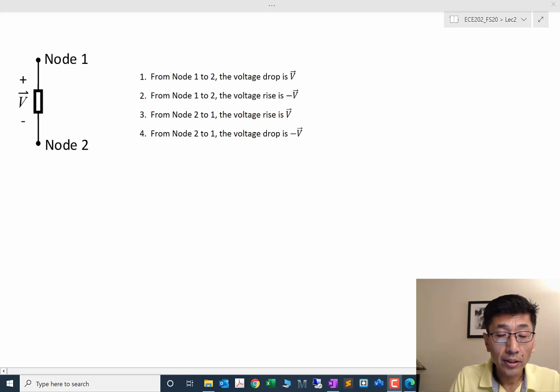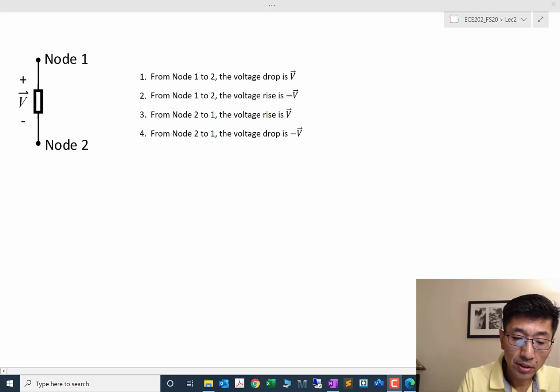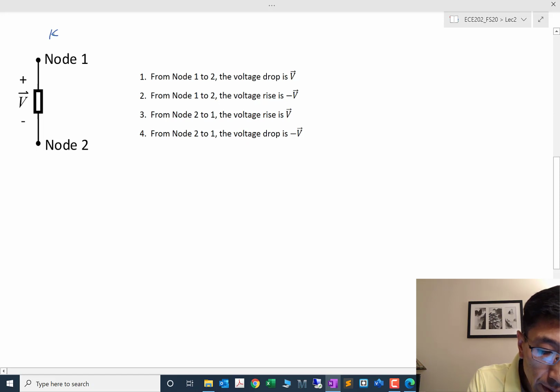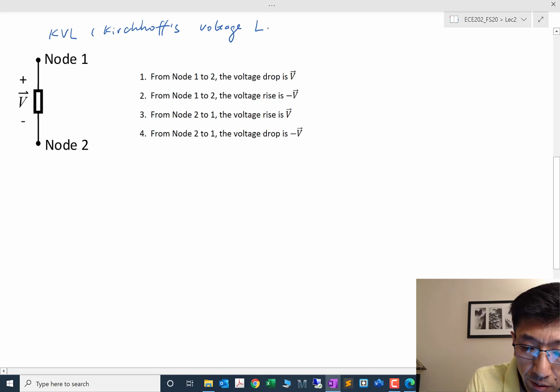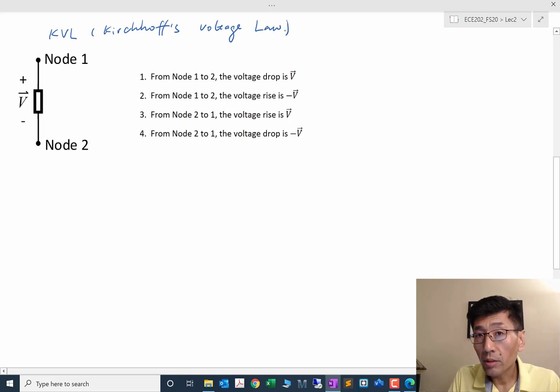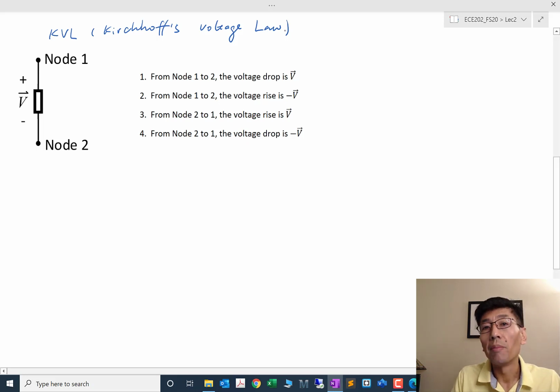Let's continue with the connection constraints with Kirchhoff's voltage law. So the KVL. Kirchhoff's voltage law is about how the voltages around each loop or mesh behave, right? Or they're constant. So there we can count the voltage rises or voltage drops. That's what this KVL is about.